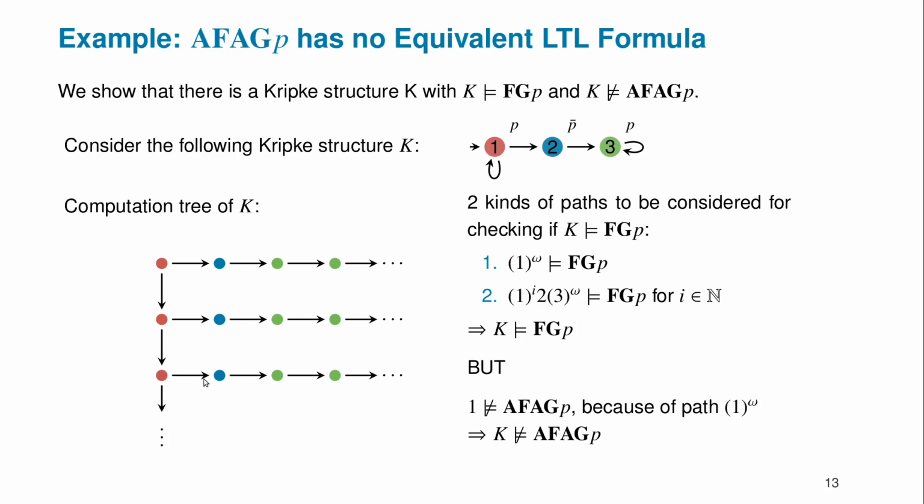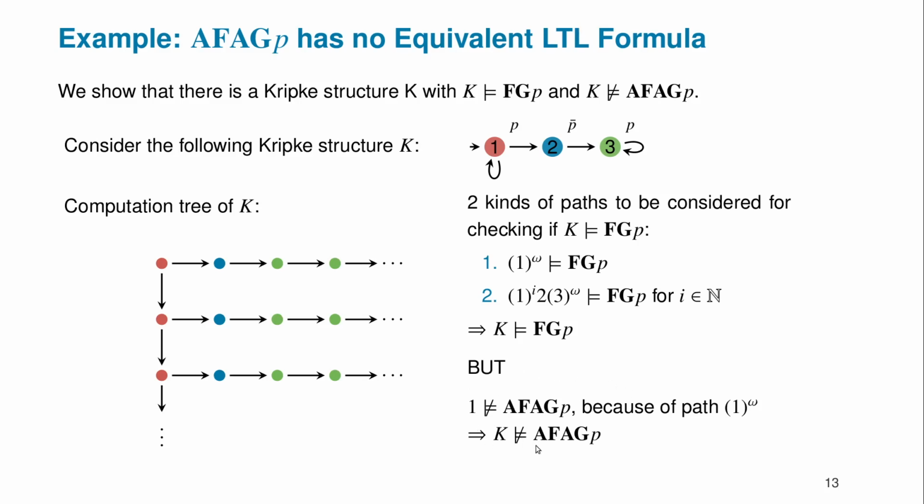We always have the problem that to the right there is 1 state where P does not hold. And since we have an always quantifier, the formula also has to hold on the path where we just have the red cycles, and there always globally P does not hold because of the branch to the right. And therefore we can conclude that for this Kripke structure we have here, the CTL formula AFAGP does not hold.